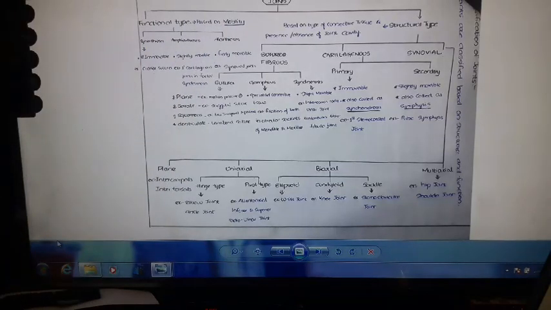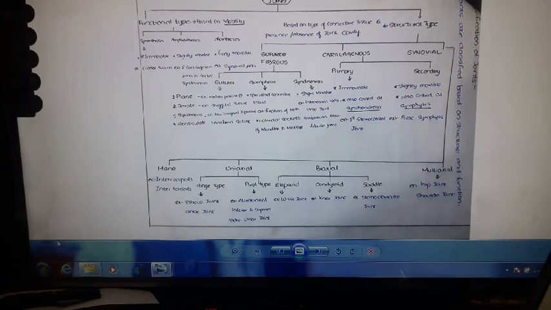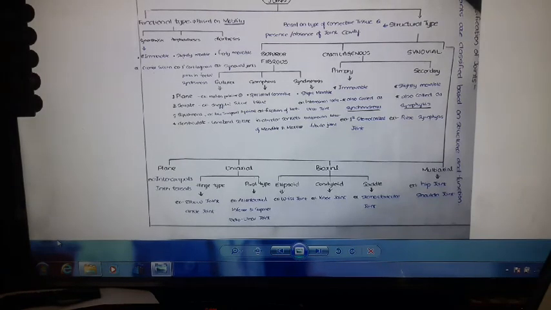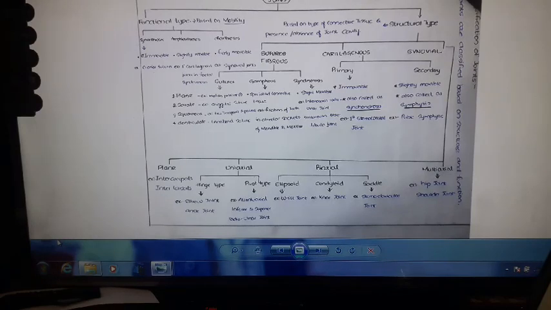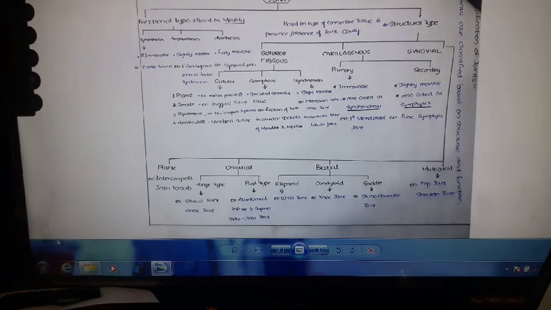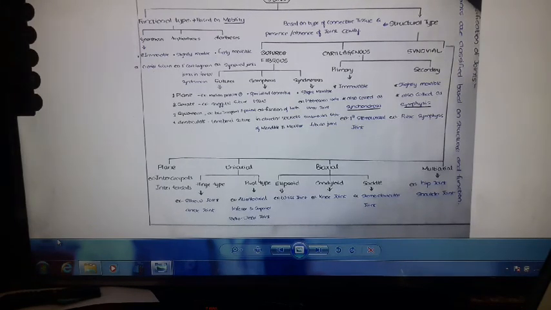Then come to the diarthrosis. Diarthrosis means freely movable joints. These freely movable joints we call diarthrosis. Examples are the shoulder joint and the hip joint.